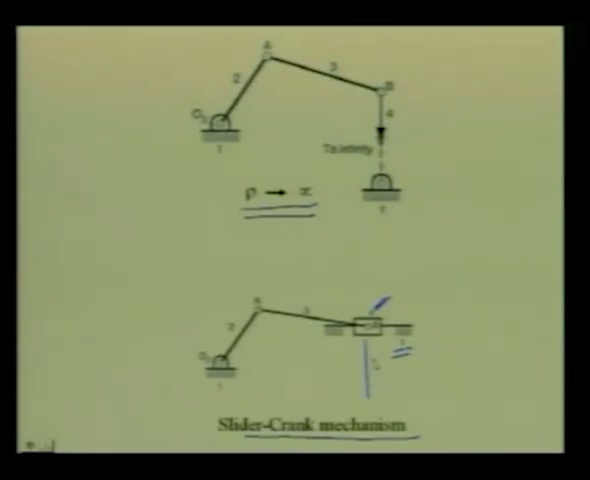In other words, we can say that a prismatic pair is nothing but the limiting case of a revolute pair, where the revolute pair is located at infinity but along a direction which is perpendicular to the direction of relative sliding, which in this case is horizontal. So, this prismatic pair is equivalent to a revolute pair as shown in this diagram, with this revolute pair at infinity, but it must be on a vertical line passing through B.